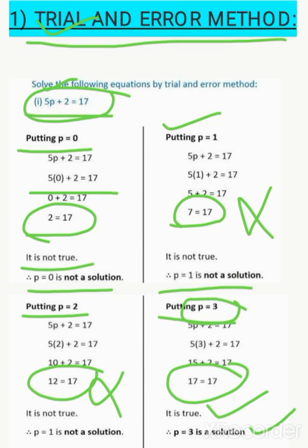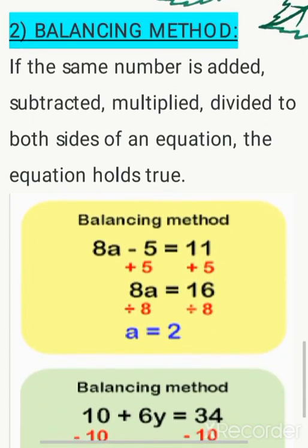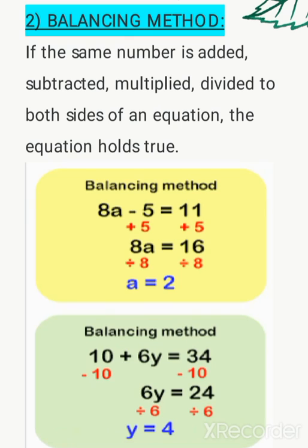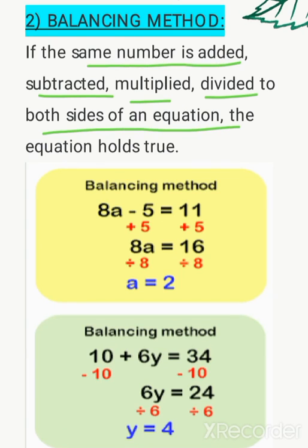The next method that we have to talk about is balancing method. So let us start balancing method. Here is a little point that we must know before discussing balancing method, and that is if the same number is added, subtracted, multiplied, divided to both the sides of an equation, the equation holds true. That means if we are adding, subtracting, multiplying or dividing the same number on both the sides of the equations, that means to left hand side and right hand side, then the equation holds true. That means our equation remains unchanged whenever we are adding, subtracting, multiplying or dividing the same number on both the sides of the equation.